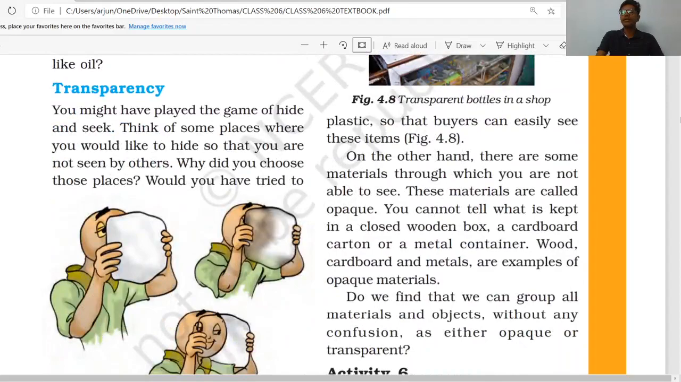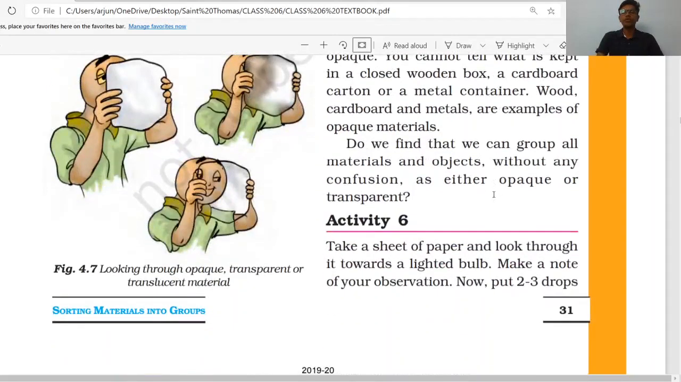On the other hand, there are some materials through which you cannot see. These materials are called opaque. Okay, the materials through which you cannot see are called opaque. You cannot tell what is kept in a closed wooden box, a cardboard carton, or a metal container. Wood, cardboard, and metals are examples of opaque materials.